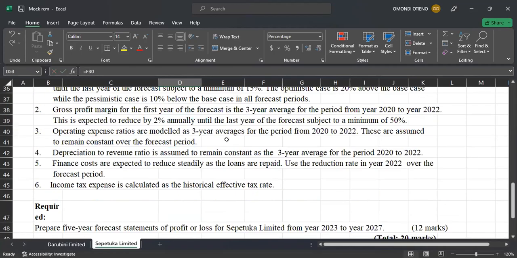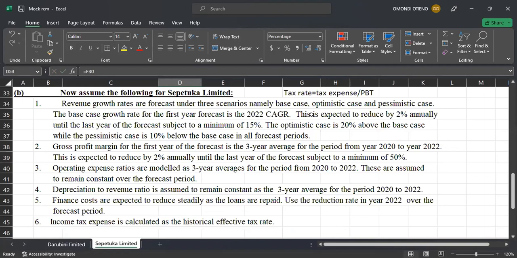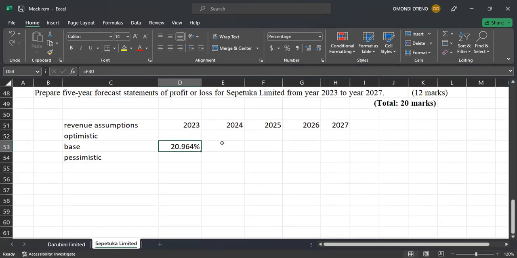And then now we continue reading before we repeat. So what are they telling us? This is expected to reduce by 2% annually. Every year, a 2% reduction until the last year of the forecast, subject to a minimum of 15%. That is, for each year, you deduct 2%, you deduct 2%. So Omondi, could you kindly do that for me?